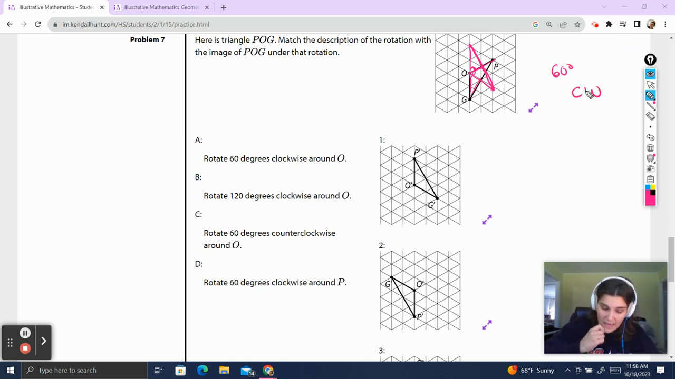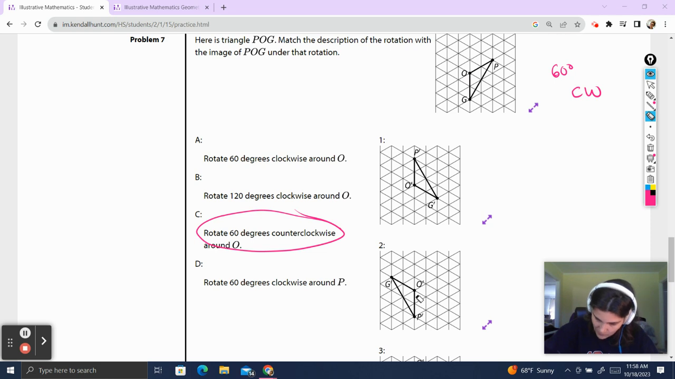and that is counterclockwise, which actually happens to be the same thing as, well, this is not any of our answers, so we're going to save that for a future lesson. But it is the same thing as 270 clockwise, but we have 60 degrees counterclockwise around point O, so check. We figured out the first one. Let's go on to the second one.